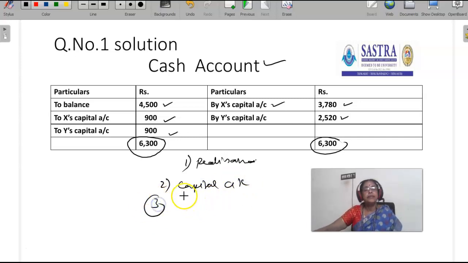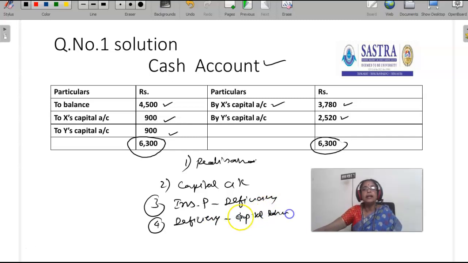Third step, from that capital account we can find out the insolvent partner's deficiency. Fourth step, that deficiency should be shared between the solvent partners in the then capital ratio. According to the then capital ratio, that means what their capital is before the realization or at the time of realization, that should be taken into consideration.